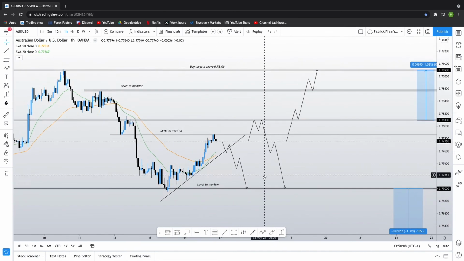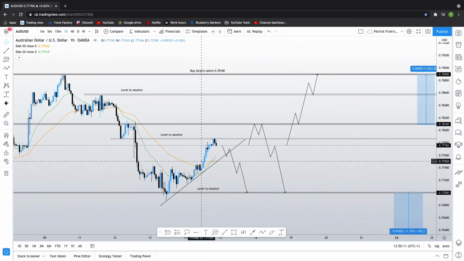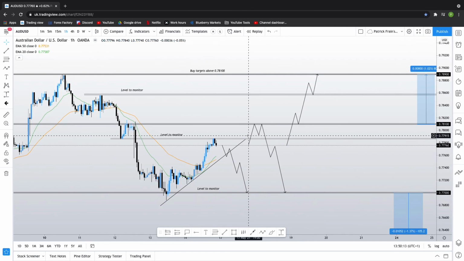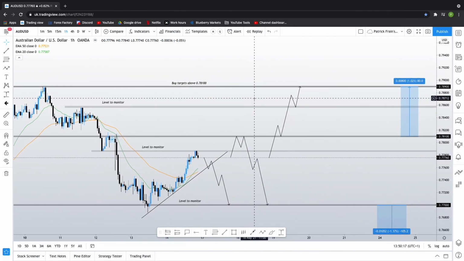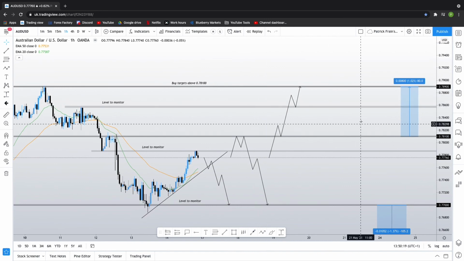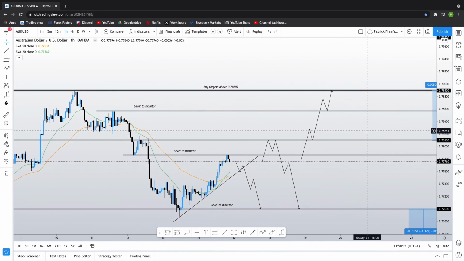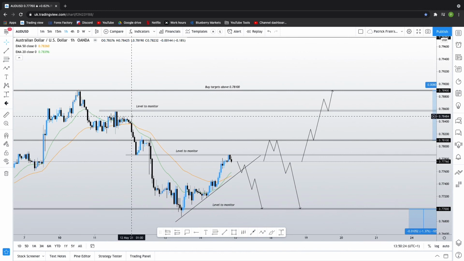support here. As mentioned, on the flip side of things, if we carry on moving to the upside and break above 0.78100, I will be looking for a retest and then buys with targets at 0.78900, which is 80 pips above this level as mentioned. However, we do also have a level to monitor here in case price does reject to this level.